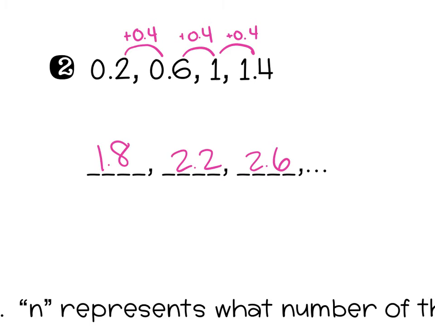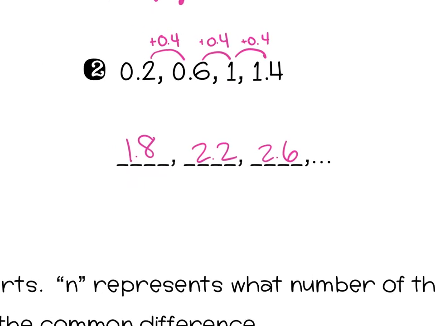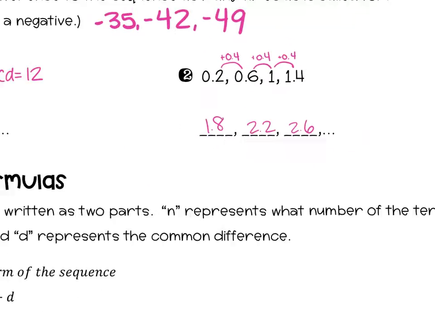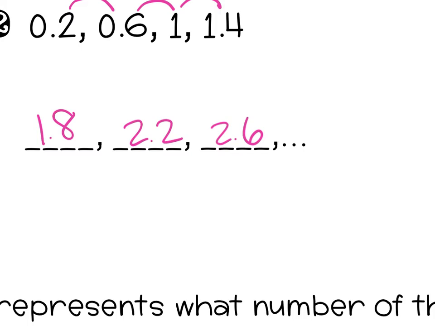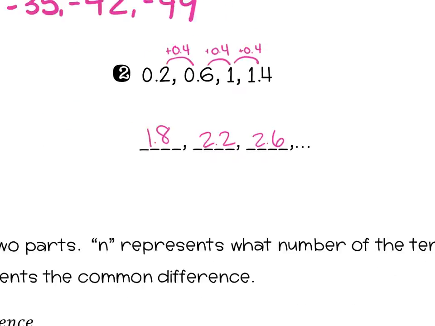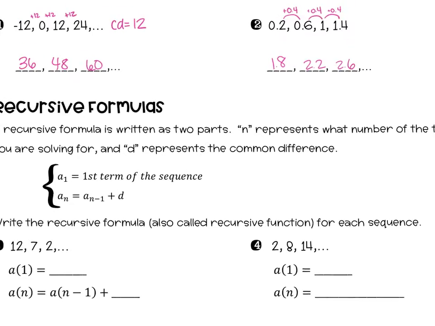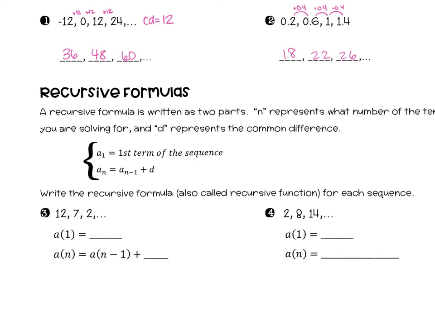Okay, you should be checking your answer and should have gotten 1.8, 2.2, and 2.6. Real quick, these little dots here just show that that sequence or that pattern is continuing on, but we're not telling all of those things there, okay?